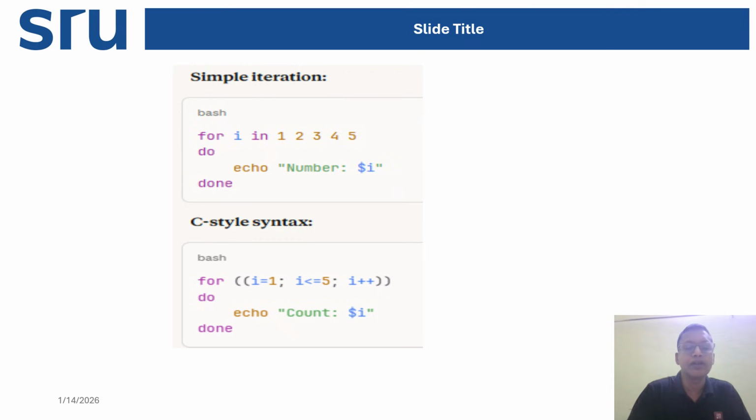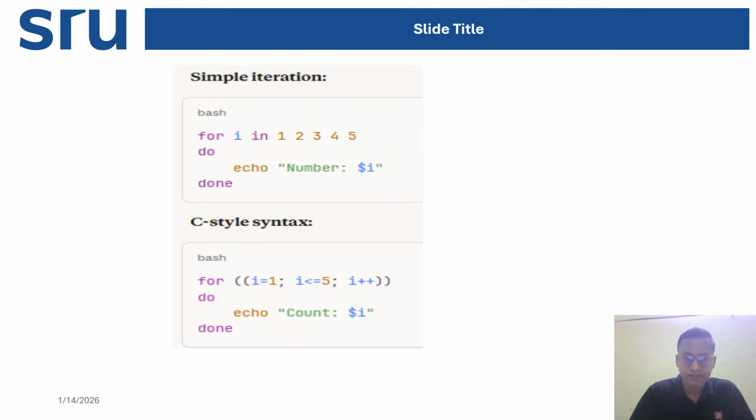Just a simple example of a for loop. for i in 1 2 3 4 5; do echo "Number: $i"; done. Every for loop starts with the for keyword, the next line is do, and the last line should be done. In between, you can insert n number of statements.